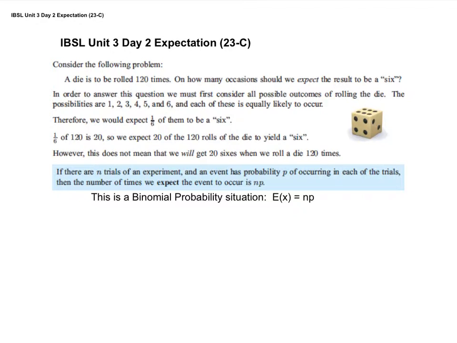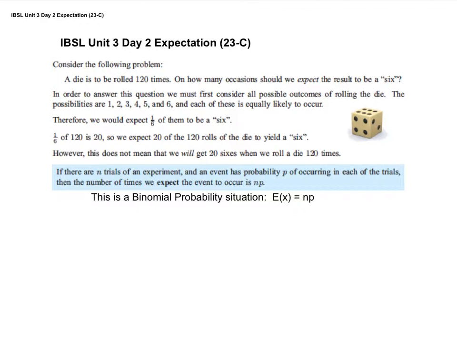Okay? So here's a case. We're rolling a die 120 times. How many sixes would you expect to roll out of 120? 1/6 times 120, right? Since there are 6 sides on the die, and each one is equally likely, you'd expect to get 20 of each. That's a basic idea of expectation.